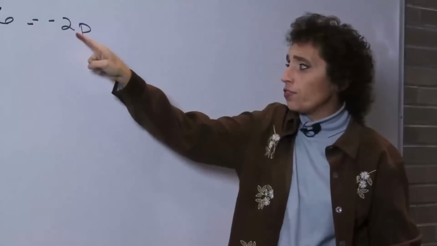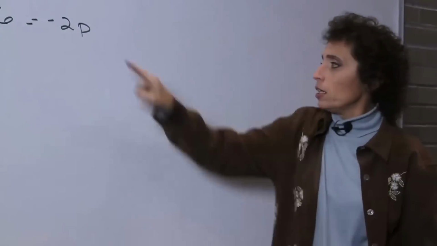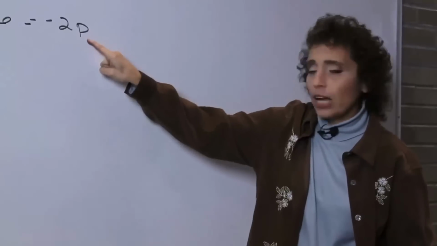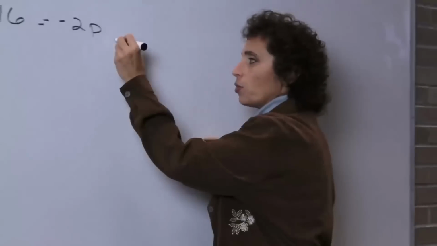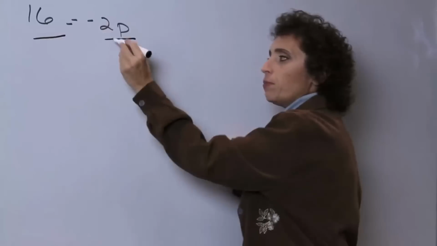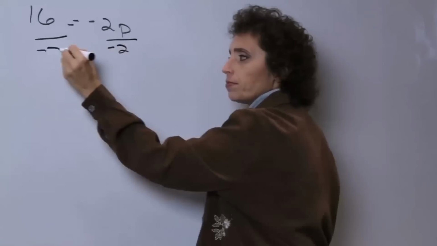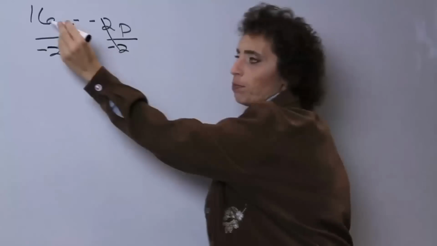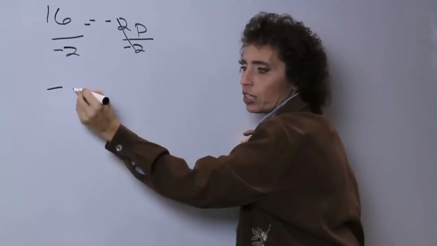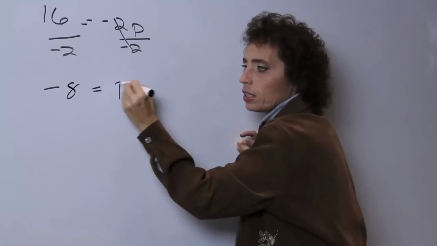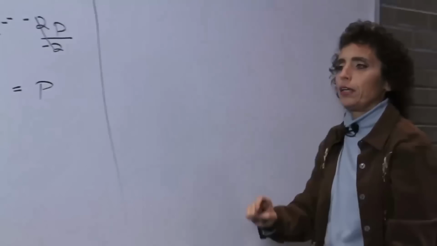However, I need this coefficient of p to be a 1. This is attached by multiplication. The opposite of multiplication is division, so I need to divide. But I divide by exactly what's there. A positive divided by a negative is a negative. 16 divided by 2 is 8. So negative 8 equals p.